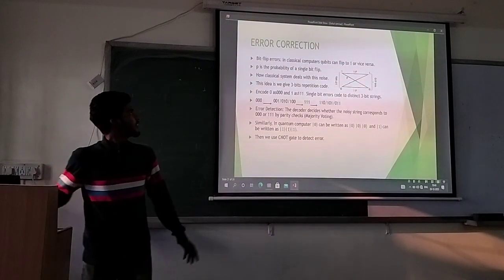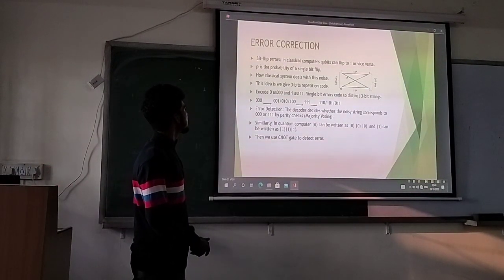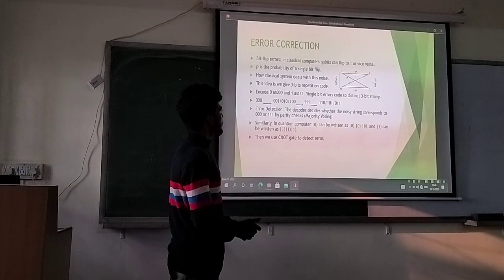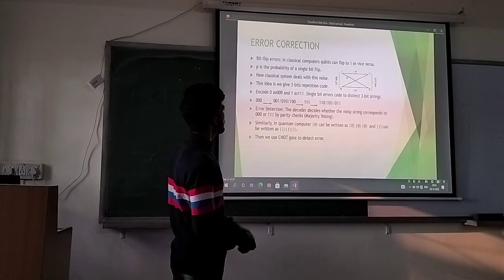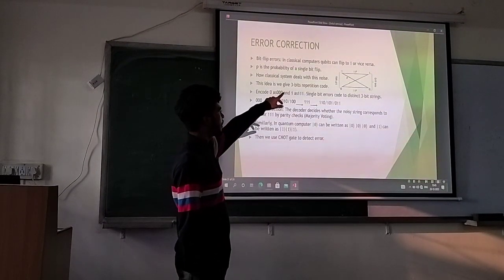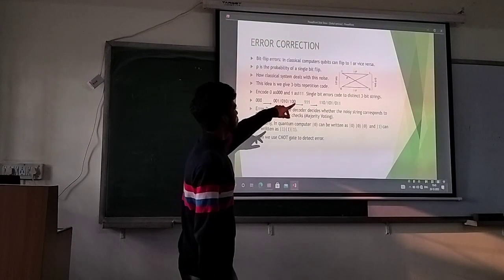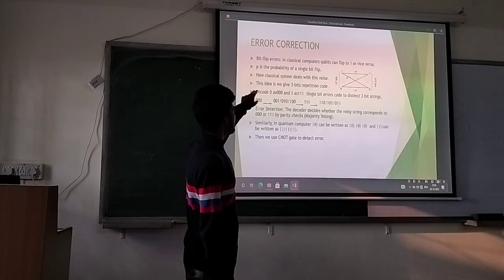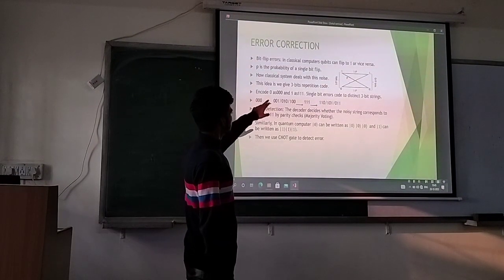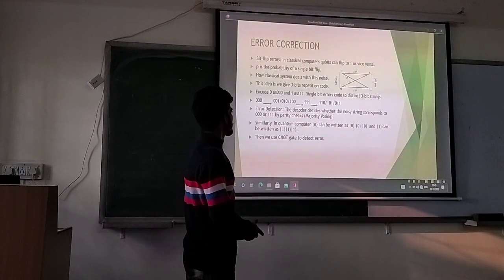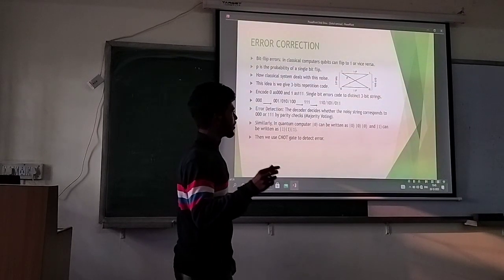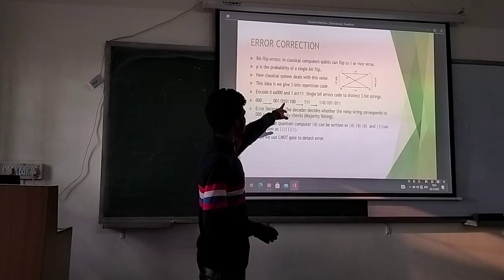And there is error correction. In classical computers also, we do error correction, where a bit can be flipped from 1 to 0 or 0 to 1, vice versa. Similarly, p is the probability of a single bit flipping from one state to the 0 state, and not flipping is the probability 1 minus p. Okay, then how does the classical system deal with this noise? The idea is to use a 3-bit repetition code: if we encode 0, we represent it in terms of 3 bits, 000, and similarly 1 can be represented as 111.